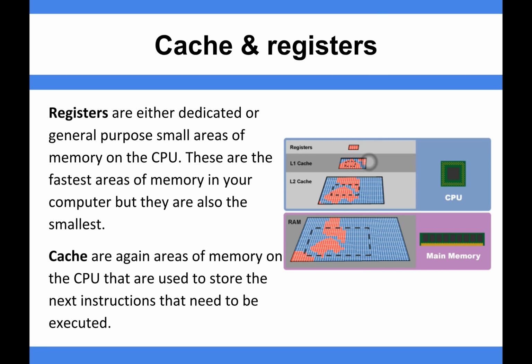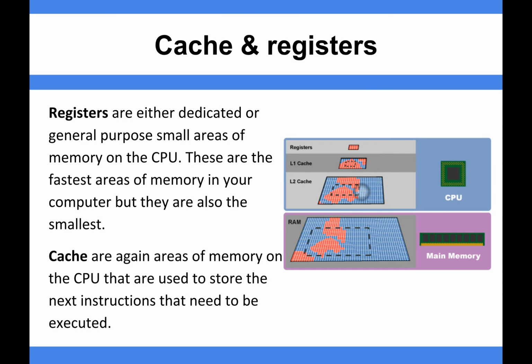Then as I get further out, I can go to L1 cache, which is slower than registers, but still fast. However, the other upside is it's bigger in size. We've then got level two cache, which is bigger again. And then finally, obviously, you can leave your CPU and go to RAM, which is huge.